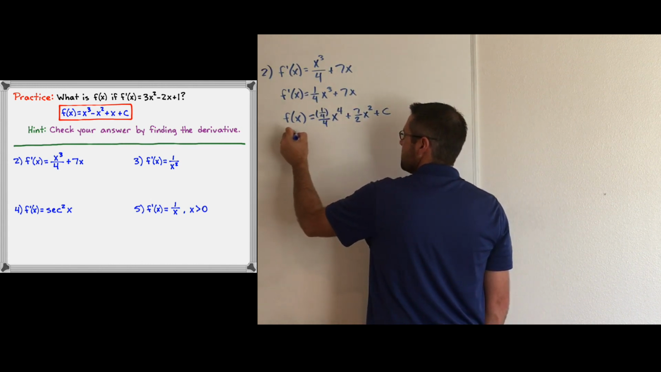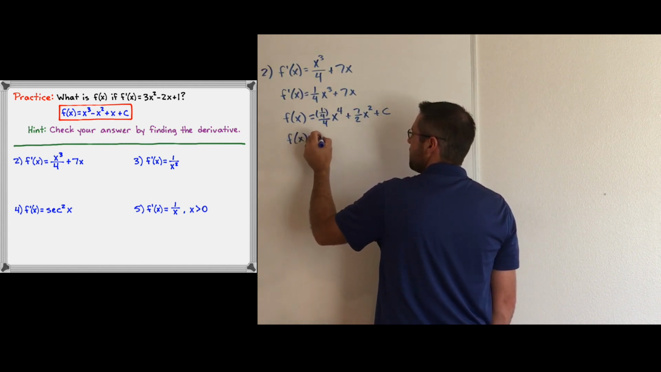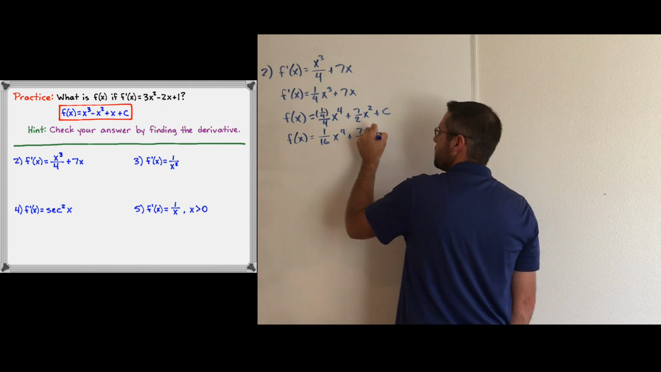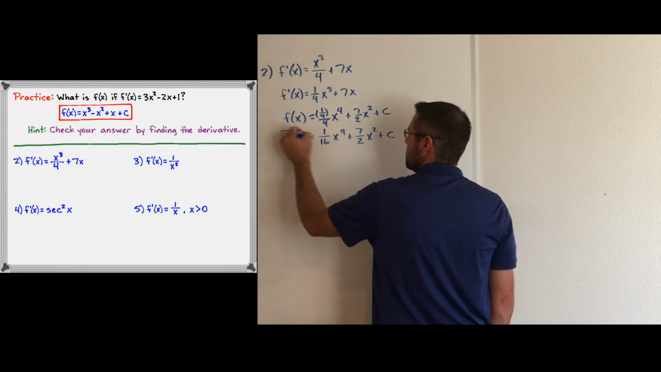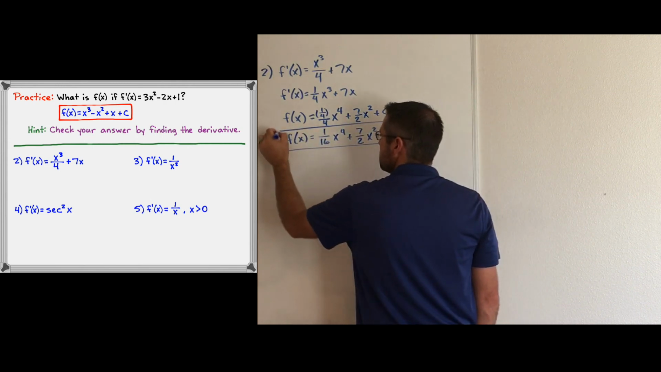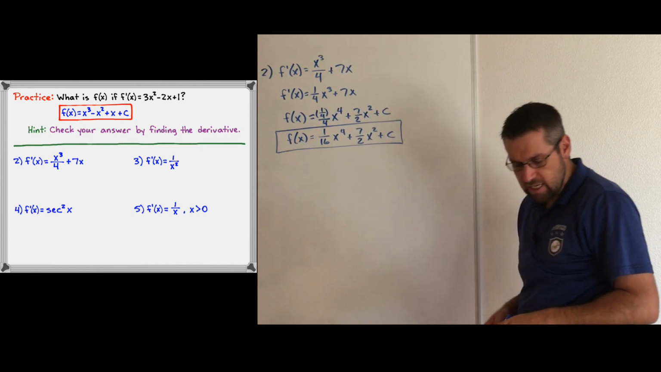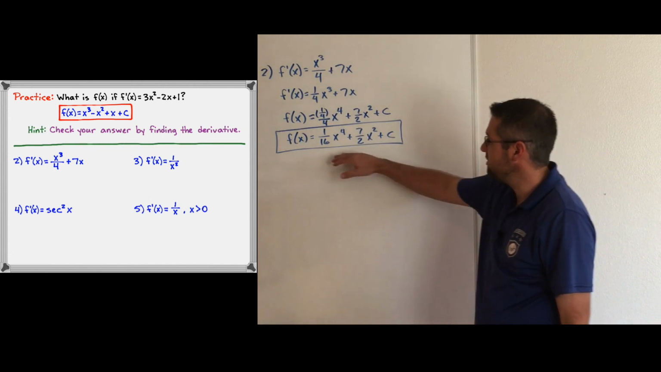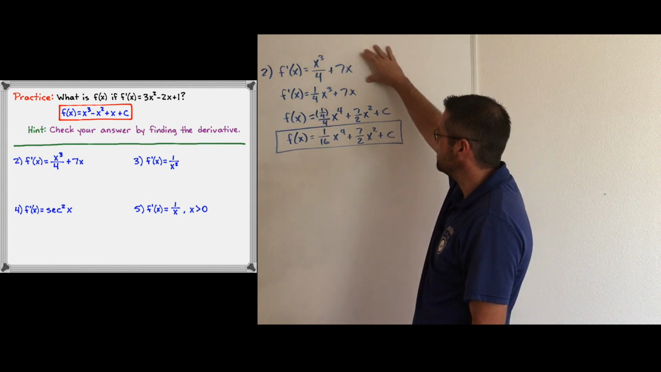So simplifying this guy, we end up with 1 over 16 x to the 4th plus 7 over 2 x squared plus c. And that's our answer for number 2. Again, we always want to make sure that we're checking our work by taking the derivative of this to make sure we get what we started with.